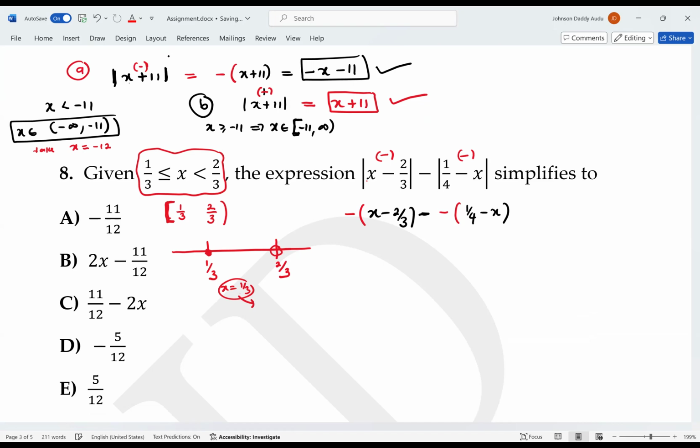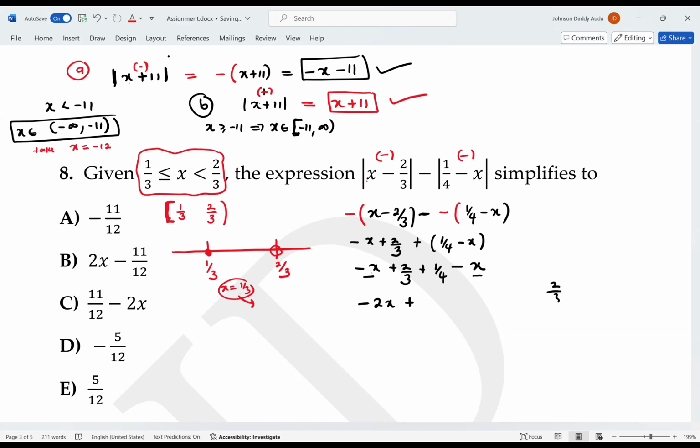Then now we can finish it. Minus will go inside here. This will become minus x plus 2 over 3. This minus and this minus makes this to be positive. So you just have positive 1 over 4 minus x, right? So this will be minus x plus 2 over 3 plus 1 over 4 minus x. See? So what will be these numbers? Minus x. This and this one will give us minus 2x plus 2 over 3 plus 1 over 4.